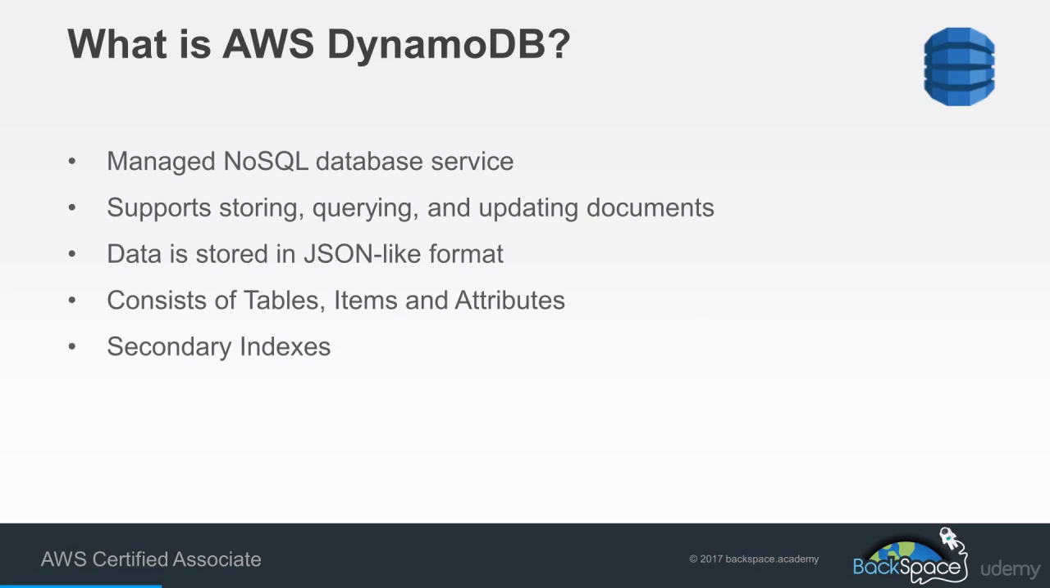So DynamoDB is AWS's managed NoSQL database service. It supports storing, querying and updating of documents, and the data is stored in a JSON-like format, or a JavaScript Object Notation-like format. So developers will like that, and in the lab we'll see exactly how to bring in a JSON file and how easy that is to do. So it's in that sort of format and quite understandable for a developer. It consists of tables, items and attributes, and we can also define secondary indexes on our data to speed up the querying of that data.